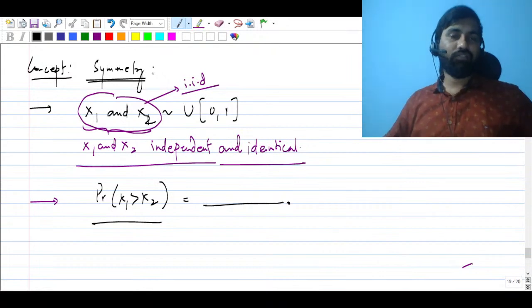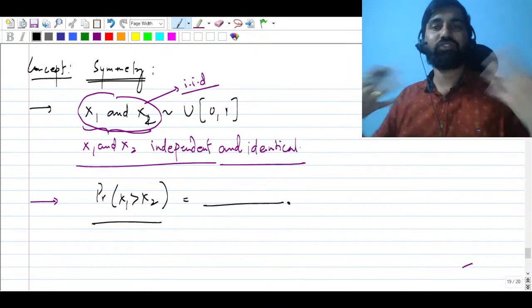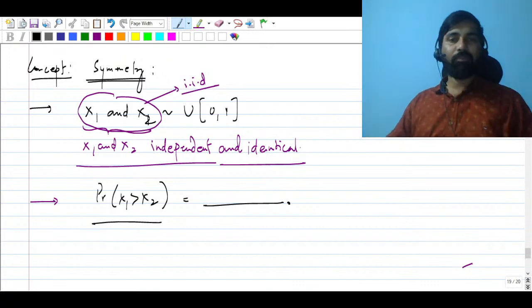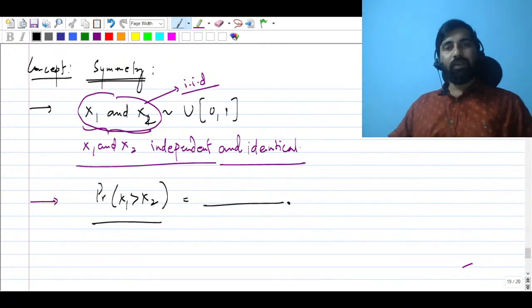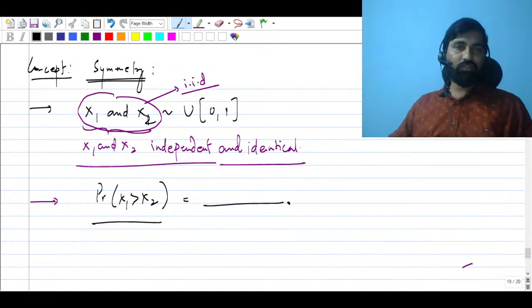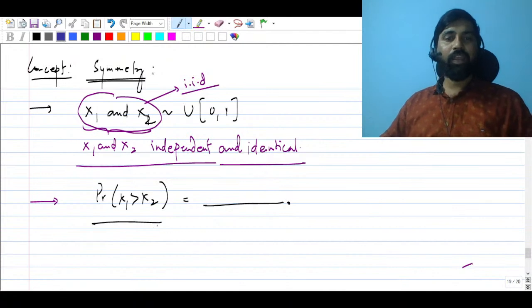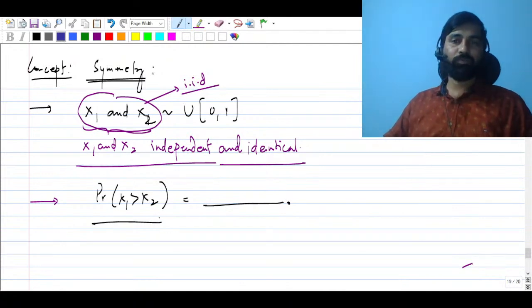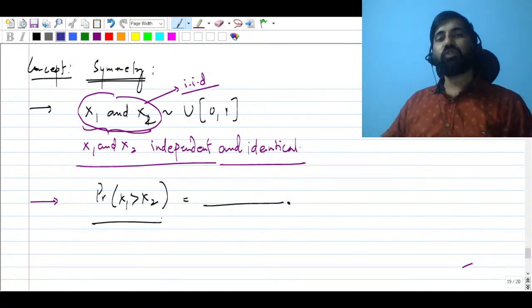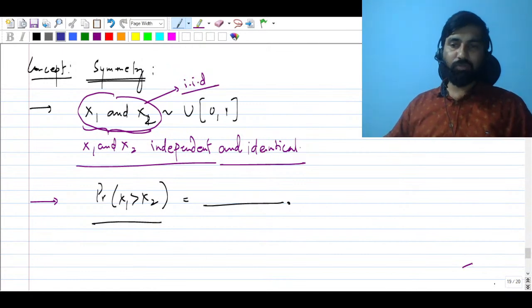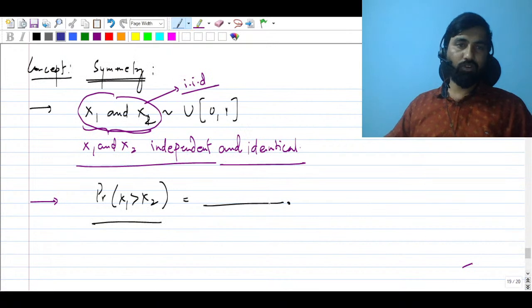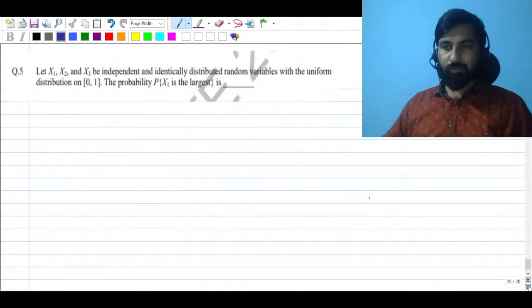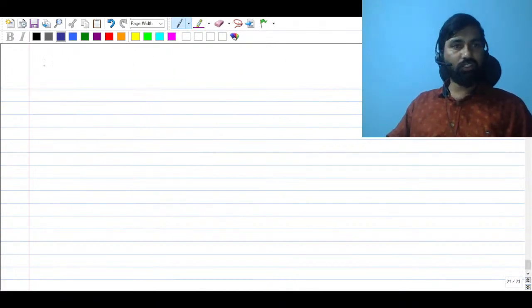You can use the symmetric concept, or you can also go for double integration, but I think double integration is going to be slightly challenging. You can also solve this question with the help of double integration because there are two random variables. First of all, what I will do here is draw the region of support. Let me draw the region of support for this problem.